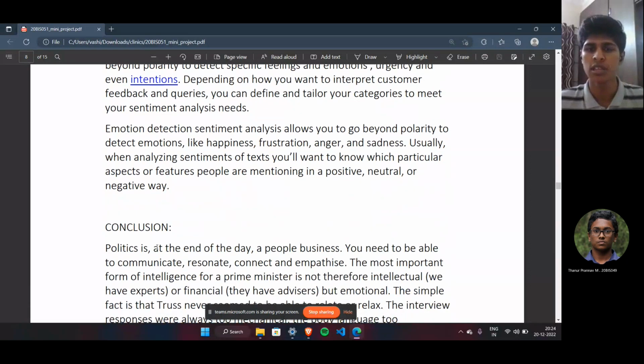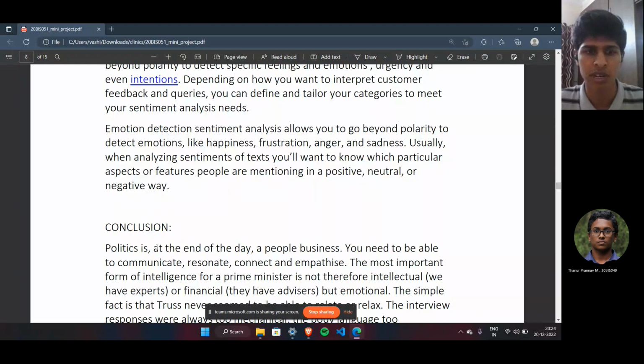Emotion detection and sentiment analysis allow you to go beyond polarity to detect emotions like happiness, frustration, anger, and many others. Usually, when analyzing sentiments of text, you will want to know which particular aspects or features people are mentioning in a positive, neutral, or negative way.